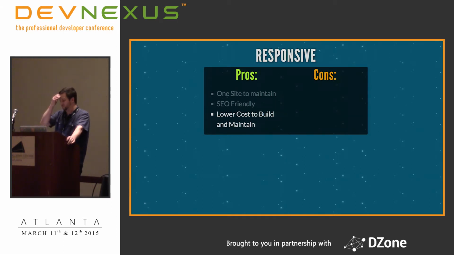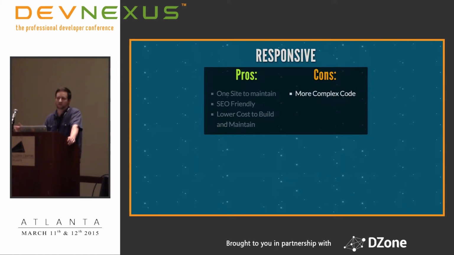And then some people think that this is a crazy statement, but it is actually overall a lower cost to build and maintain versus potentially two separate sites. So if you have a mobile site and an app versus just one site that you're maintaining, you can potentially lower the cost just by having one site to maintain.